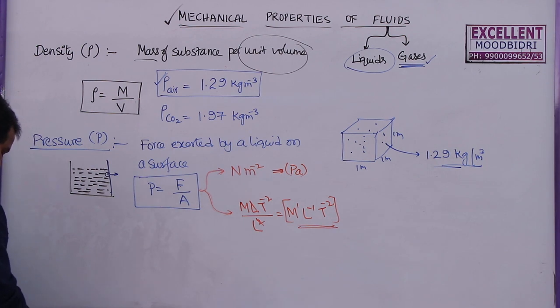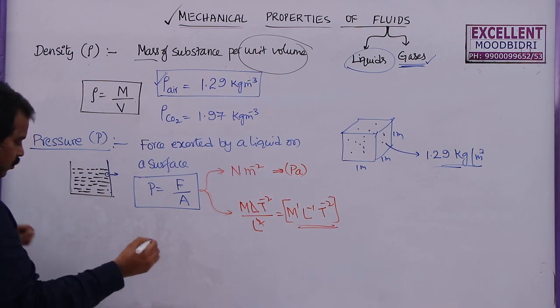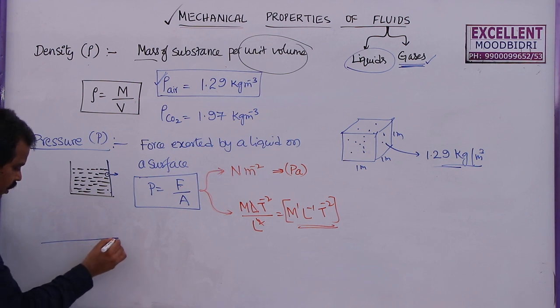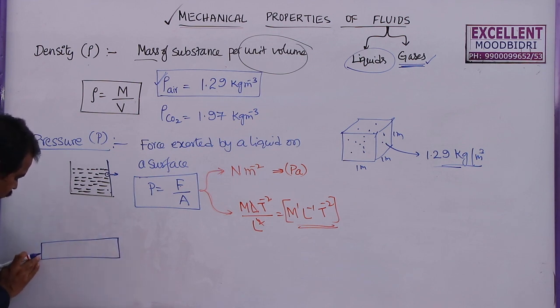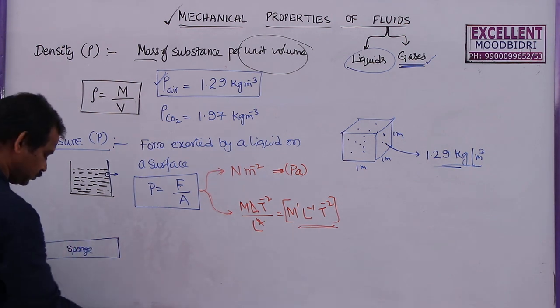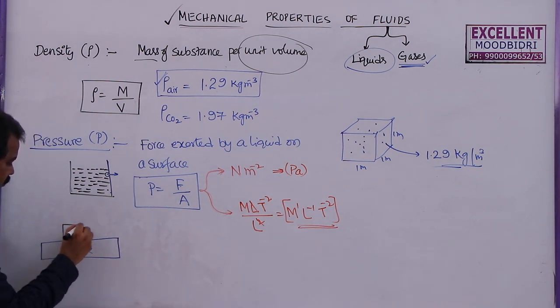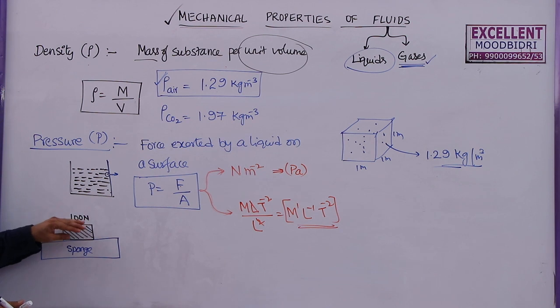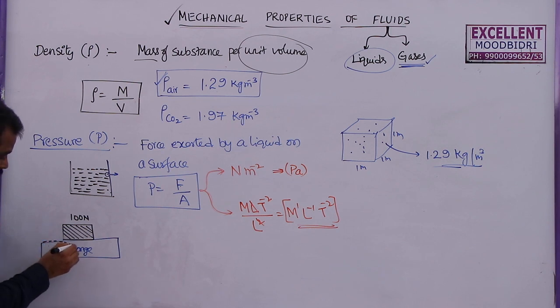Now, what are the areas where we use this pressure daily? Now, just see this example. If you take one block here, a wooden block, or let me take one sponge here. If you keep some weight here, a block of 100 newtons, whenever the weight is placed on a sponge, what happens? The sponge will have some strain. That means it will deform its shape.